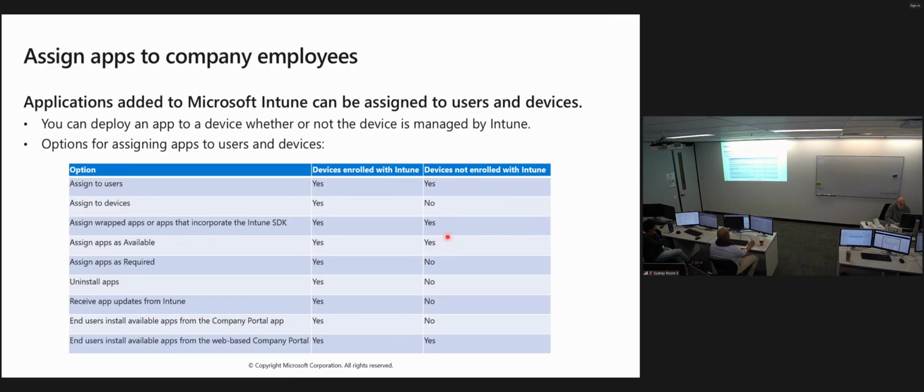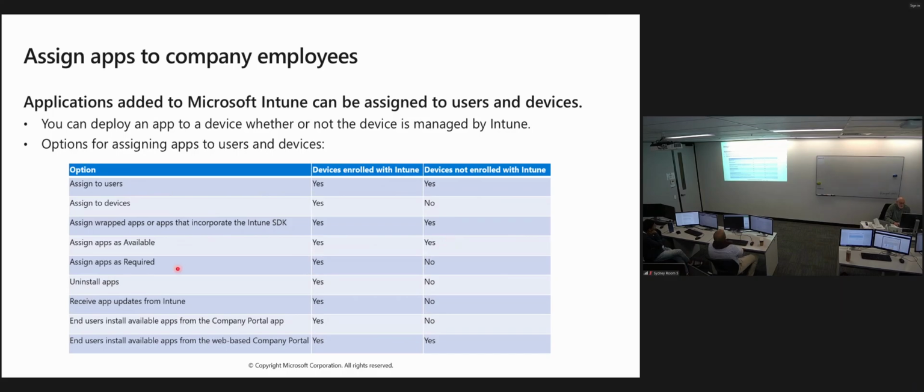Assign app as required. So what's the difference between available and required? Well, if I'm saying it's available, sure, if you're enrolled, it's available to you. If you're not enrolled, it's still available to you. Required means you have to have it. How would I know that you've got it if your device is not enrolled? I wouldn't. So that's why it's a yes, no over there. Okay, so the device has to be enrolled for that.